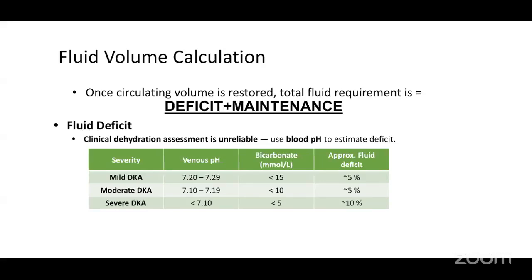Maintenance fluid, according to the Holliday-Segar method, is calculated according to the weight of the child. For 0 to 10 kg, the maintenance volume is 100 ml per kg per day. For 10 to 20 kg, it is 50 ml per kg per day, and for more than 20 kg, it is 20 ml per kg per day. At what rate does the IV fluid have to be given? We follow the deficit minus initial bolus divided by 48 hours, plus maintenance per hour. Maintenance we have already discussed in the previous slides.